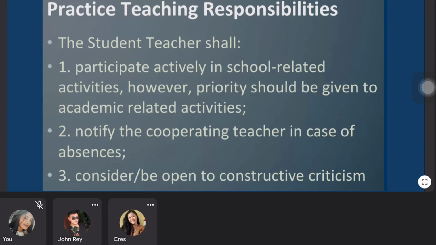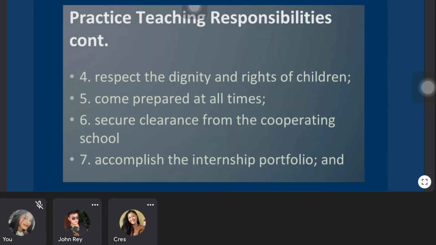So student teachers, we are still learning. We should be open-minded to constructive criticism, because these criticisms are the tools that will help us to grow. Next, we have respect the dignity and rights of the children. So this is very important. Pasig malimutan na students also have the rights. So we should respect the dignity and rights of children, of our students.